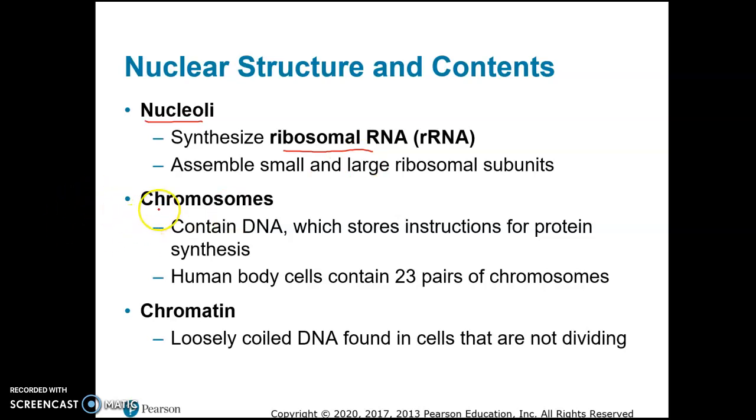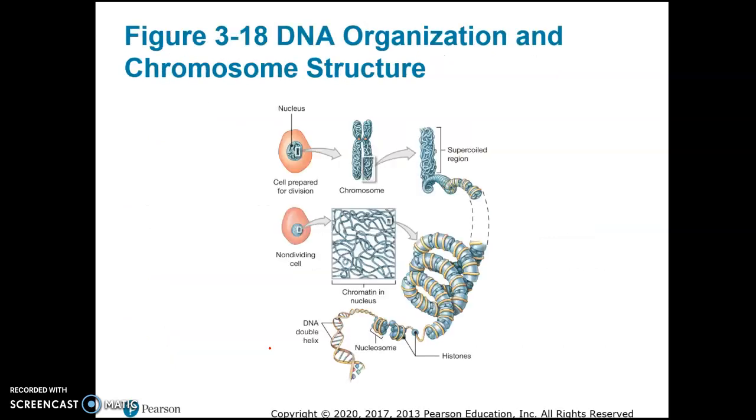Inside the nucleus, you can find either DNA found in the form of chromosomes or in the form of chromatin. Chromosomes are very tightly coiled and condensed into those X shapes that we're used to seeing. They're actually rods that are connected in the middle, and they look like X, the letter X. Human body cells contain 23 pairs of chromosomes, but when the cell is not actively dividing, the DNA is found in the form called chromatin, which is very loosely coiled. You can see the coiling process here.